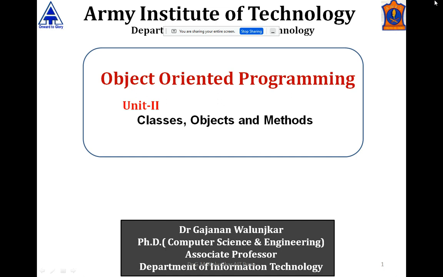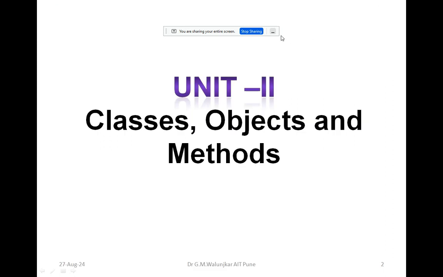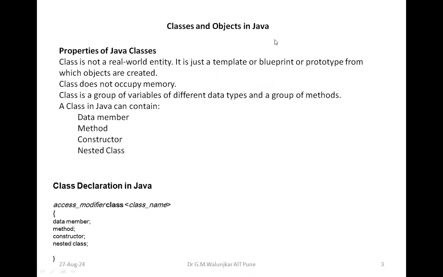Good afternoon. Today we're going to see the concept of classes, objects, and methods in object-oriented programming. We'll start with the first one, that is classes. A class is actually not a real-world entity. It is just a template, blueprint, or prototype, a sort of first system from which objects are created for that particular class.